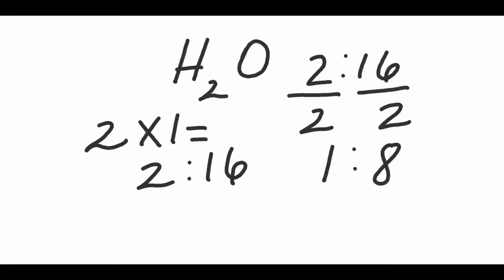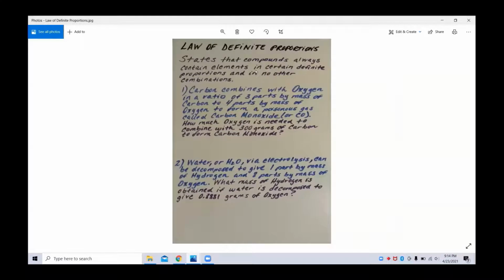So now let's work out some problems. I've already stated this law, so we don't need to go over that anymore. But I'm going to work out these problems for you so you can understand this law better. The first problem is, carbon combines with oxygen in a ratio of 3 parts by mass of carbon to 4 parts by mass of oxygen to form a poisonous gas called carbon monoxide, or CO. How much oxygen is needed to combine with 300 grams of carbon to form carbon monoxide?